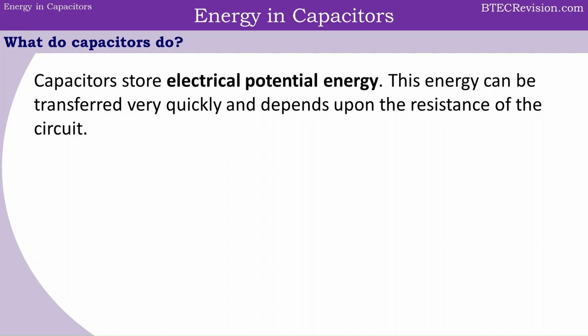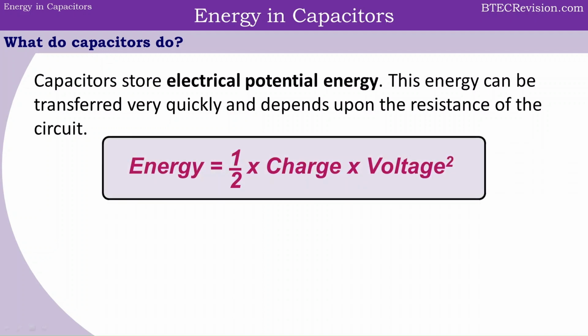What do capacitors do? Capacitors store electrical potential energy. This energy can be transferred very quickly and depends upon the resistance of the circuit. And we can calculate this energy by this equation. Energy equals a half times charge times voltage squared.